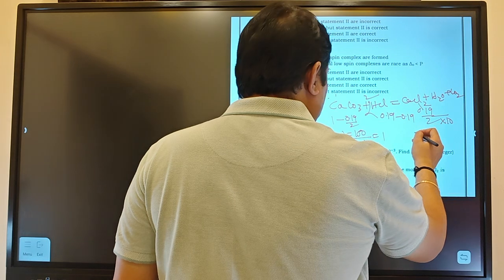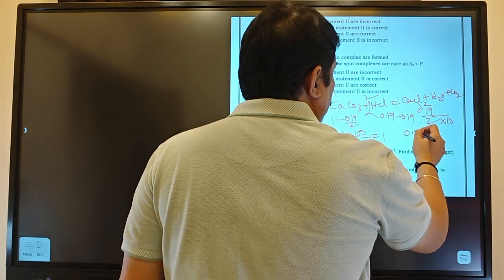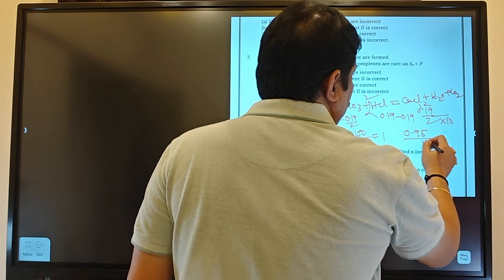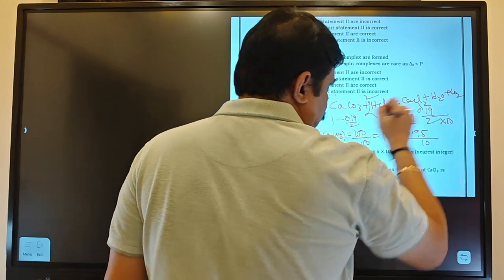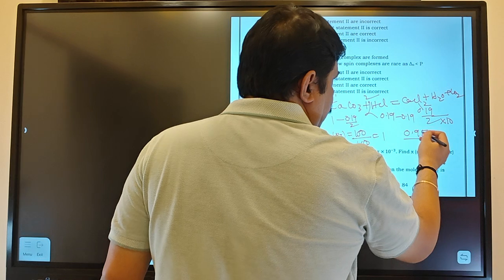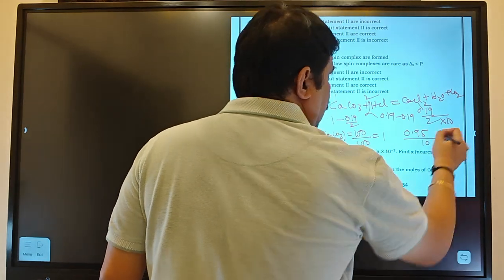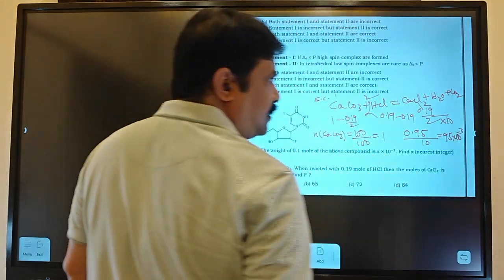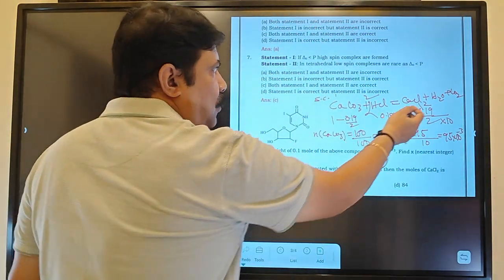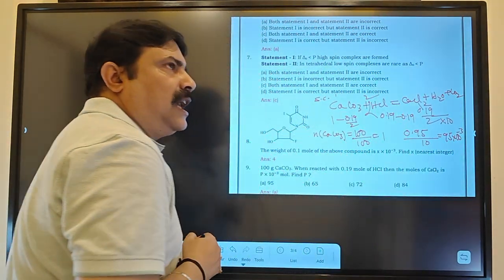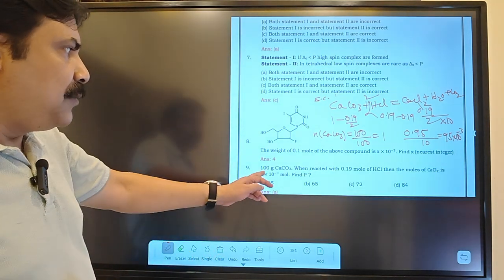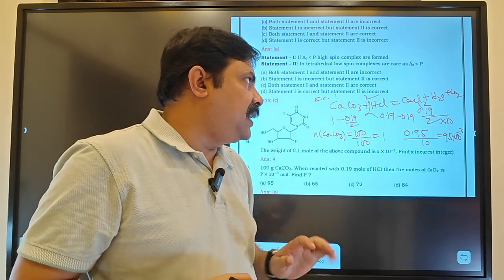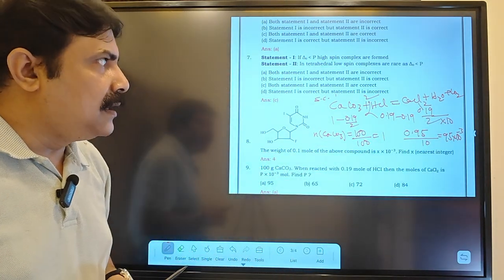So now I can write this as 5 into 10 power of minus 2, and I have to take it in this form. So how many moles of calcium chloride? 0.1 by 2, that many moles. I have to take it in this form. This thing, 0.1 by 2, is nothing but your 0.05.